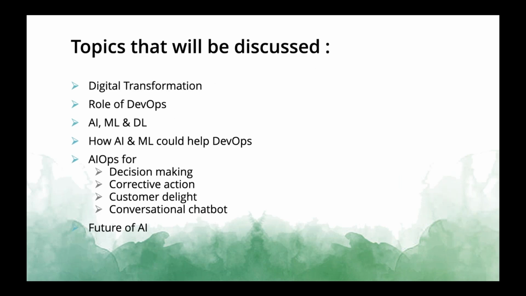So just sink in this because that's going to be the key takeaway for this session. The topics that will be discussed are what is digital transformation and what is DevOps and how do I define the DevOps, the role of DevOps, the AI, ML and DL techniques and how they could help DevOps, and the AIOps that can be used for decision making or corrective actions, customer delight, conversational chatbots, how AI can be used for all these fields, and some future prediction of what I think AI is going towards. So I'll just quickly spend some 5 minutes on each of these topics and then take some questions.